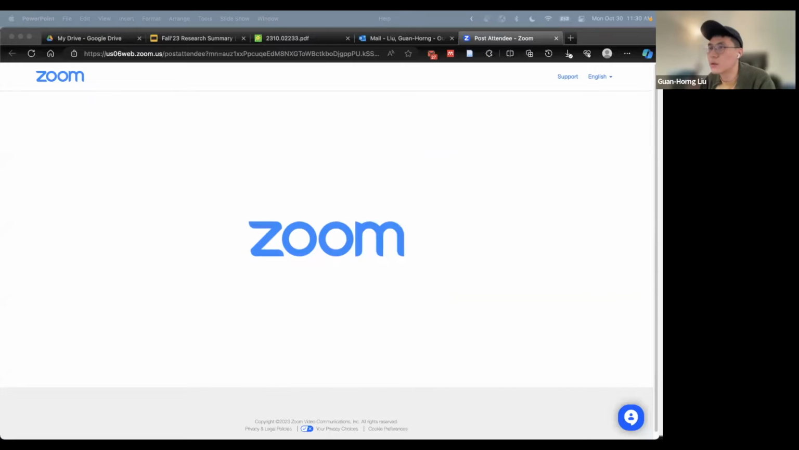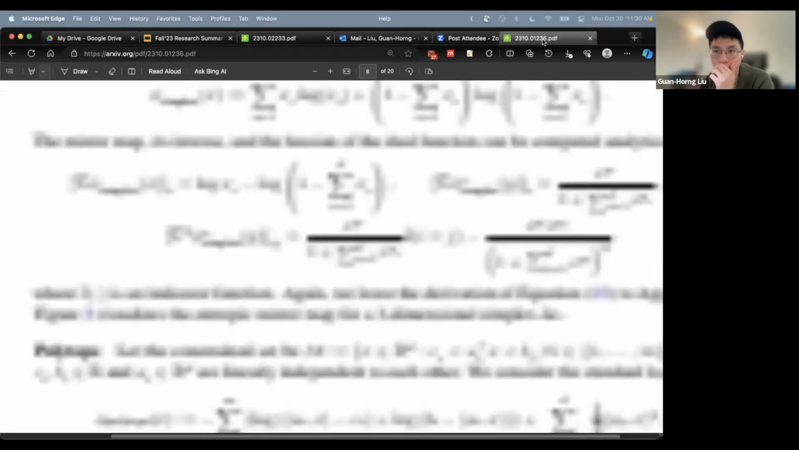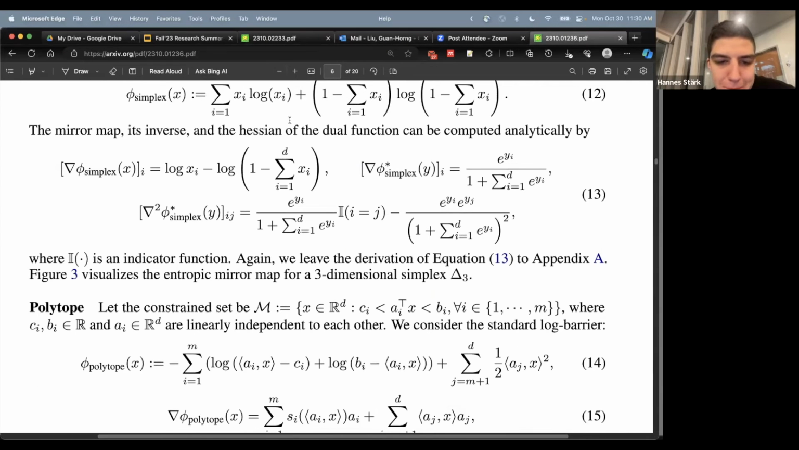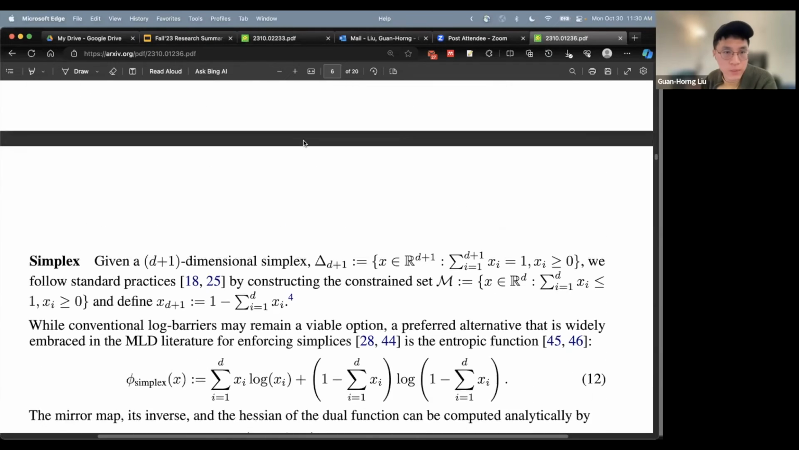Let me reshare. There we go. Okay, so you can still see my screen, right? Right now I'm in the paper. Okay.